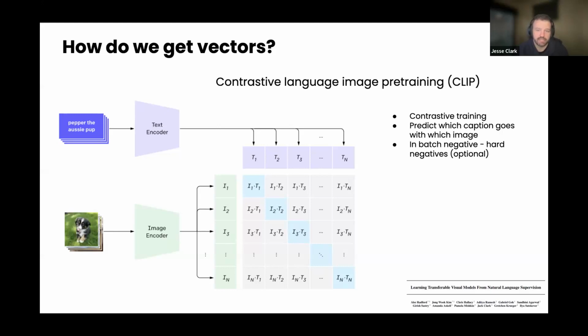The basic idea to learn our vectors is that we have datasets of paired images and text. For each image, we have a caption, and we have many captions and many images. For a batch, you'll have all of the captions and all of the images. They go through their respective encoders, and you've got a batch of vectors out for each. What you're trying to do is predict which caption goes with which image. It's very simple. You're basically trying to fit this identity matrix based on your pairing of the captions and the images.